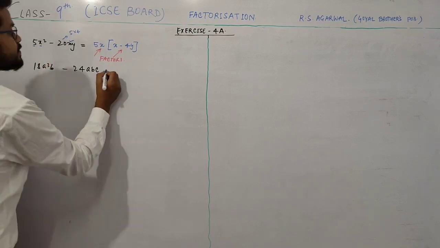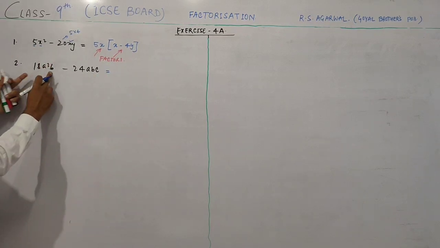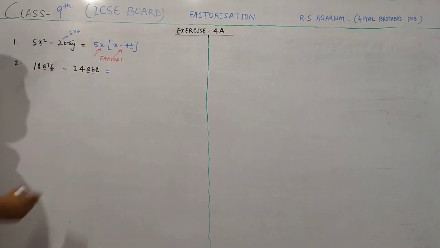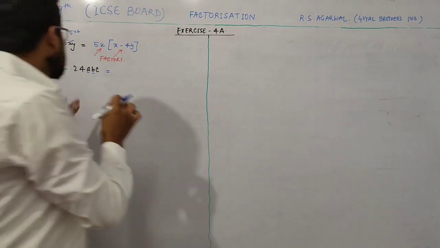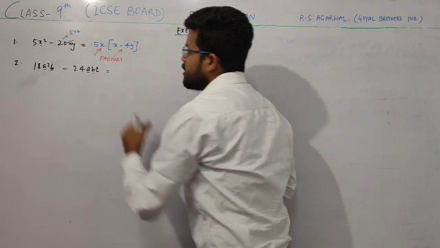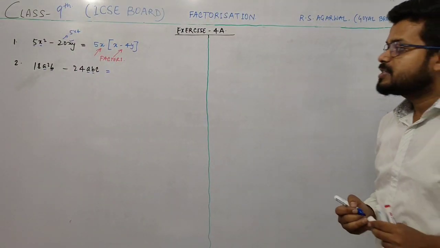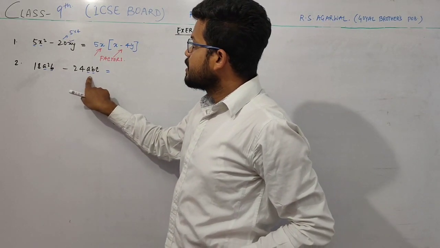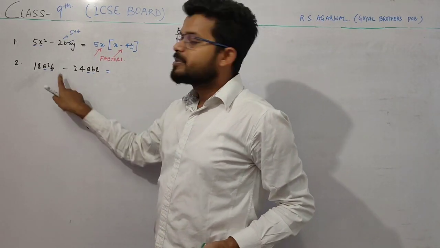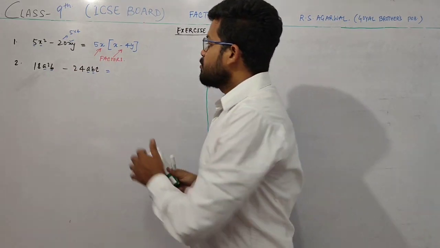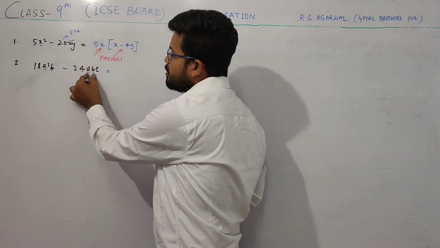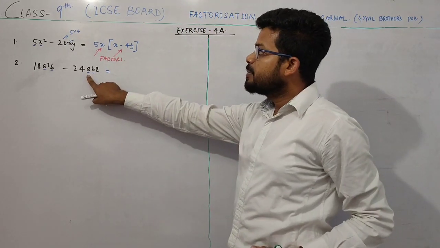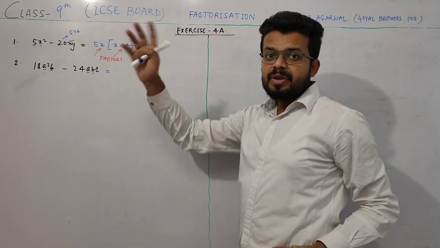So here this is 18a square b. Here it is a and b, here is also a and b. The alphabets or the variable which I take common, always remember the common part is involved in both terms, and the second one is which number or which alphabet I take common, it is the minimum one. Which is minimum.